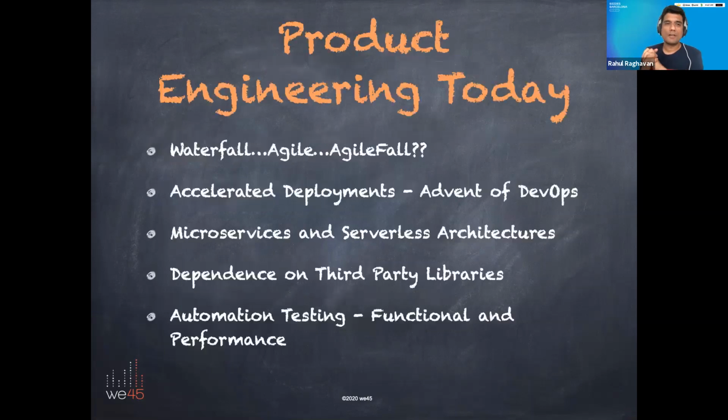I want to start off by having a look at how product engineering has evolved over the last couple of years. Some of these things are not brainstormingly new, but still there are some very interesting developments that have happened. Obviously, teams are moving a lot more towards agile than waterfall, and I always joke that there's always going to be a group that is agile-fall, which is between waterfall and agile. We're also seeing a lot of accelerated deployments in terms of fabrics that are enabling teams to take applications to the cloud, especially with the advent of DevOps.